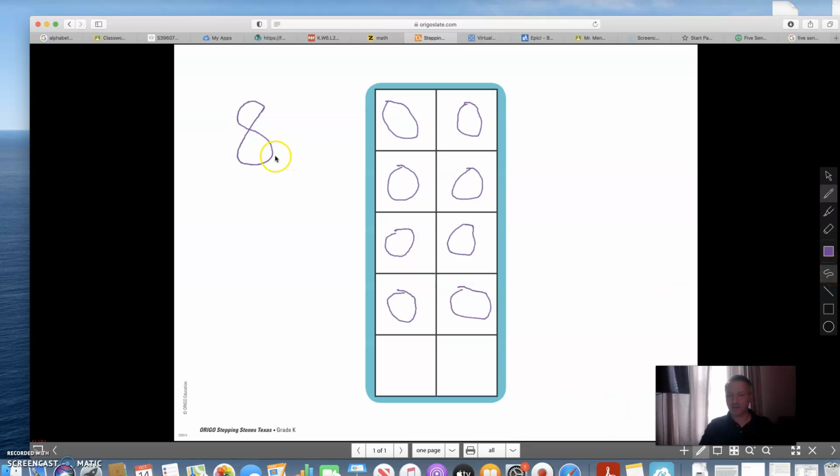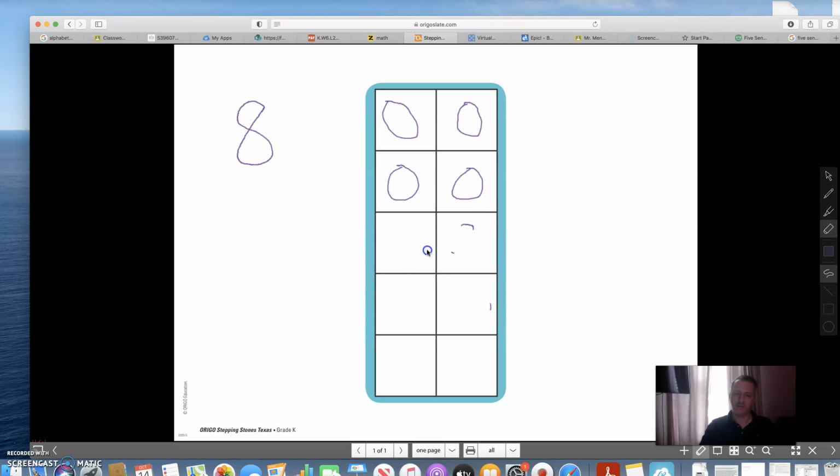Now, is 8 greater than 10 or less than 10? I see 2 empty spots. That means that 8 is less than 10. Very good. Okay, boys and girls, let's do just a couple more. I'm gonna erase these here.